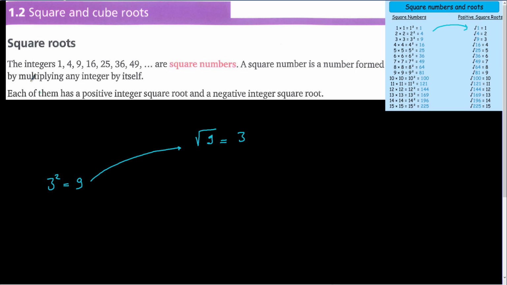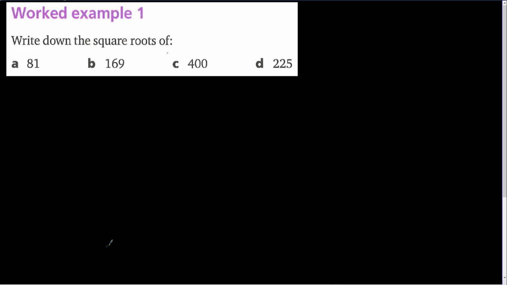Here we have one important part also. Each square has a positive integer square root and a negative integer square root. What does it mean? When I ask 4 squared, you know that's equal to 16. But also minus 4 squared is 16. So when I'm asking the square root of 16, you need to tell me it's equal to 4, or the square root of 16 is equal to minus 4. It must be.